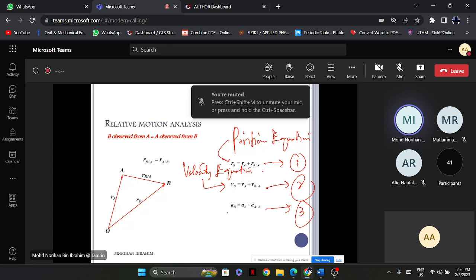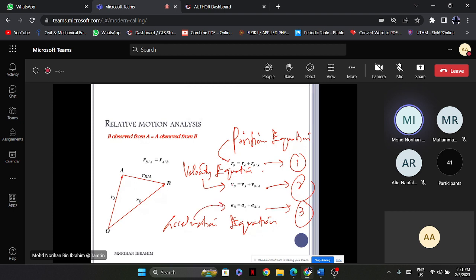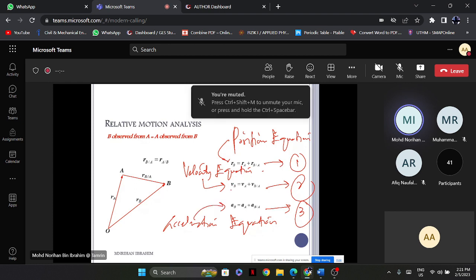And the third equation is the acceleration equation, where AB is equal to AA plus AB with respect to A. This equation is obtained by taking the time derivative of the velocity equation. So we have this velocity equation, we take its time derivative, and at the end we get this third equation, which is the acceleration equation of relative motion analysis. This one is considered as independent motions.